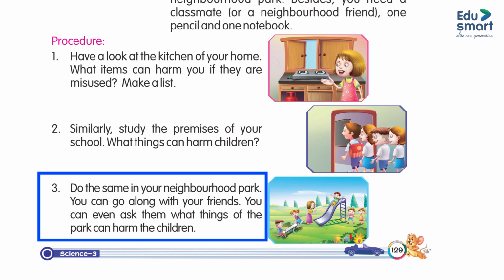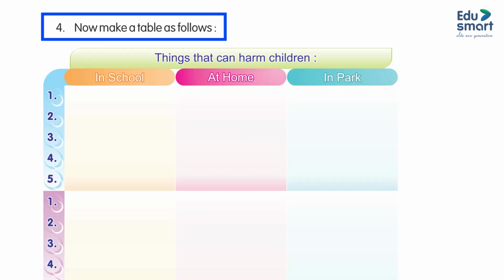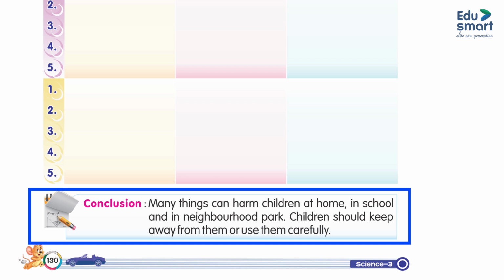You can go along with your friends. You can even ask them what things of the park can harm the children. 4. Now make a table as follows. Conclusion. Many things can harm children at home, in school, in neighborhood park. Children should keep away from them or use them carefully.